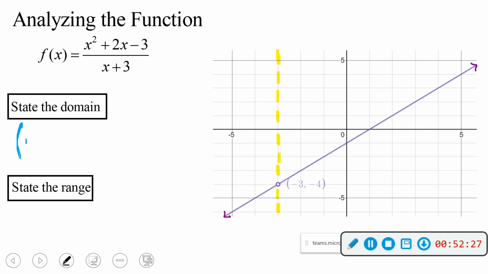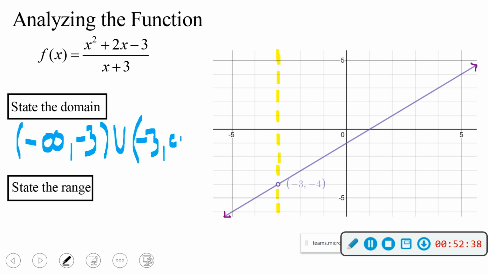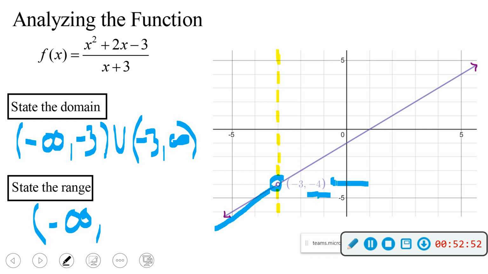So domain, here we go. It goes from -infinity all the way to an x value. Intervals describe x values all the way to an x value of -3, but it doesn't touch it. Okay, hops over, and then from -3 to positive infinity. The range. So at this point, there's an x value of -3 and a y value of -4. Comes up from -infinity, and it keeps coming up until it gets to a y value of -4. Again, it jumps over that little circle there and goes from -4 upwards.